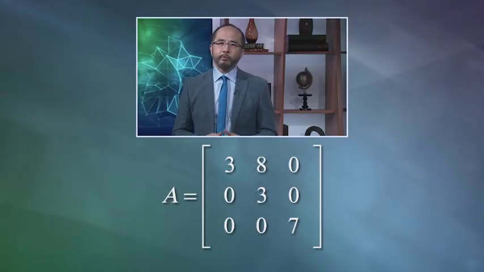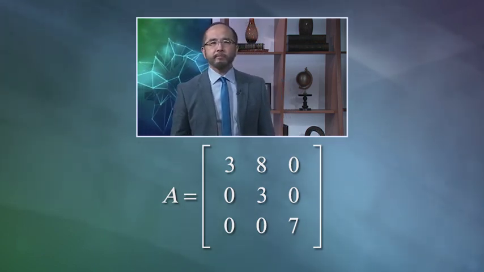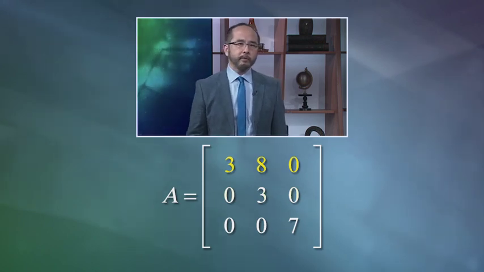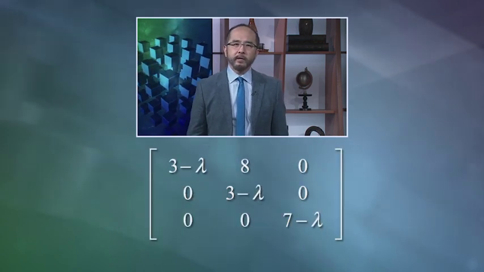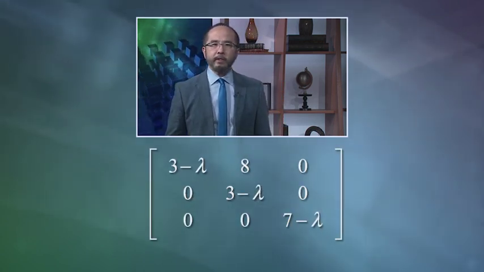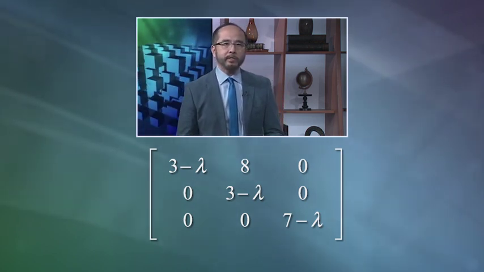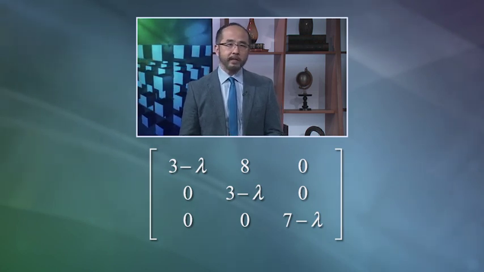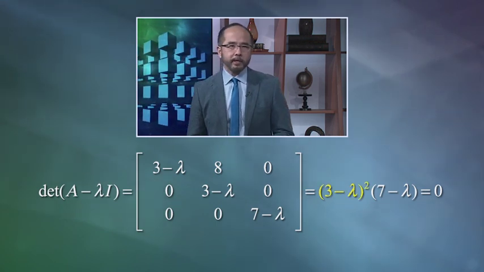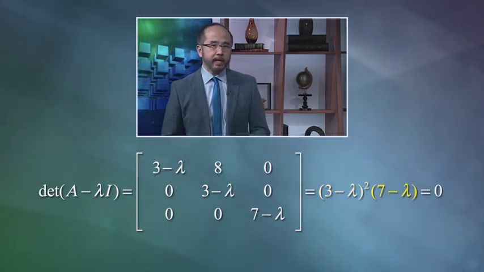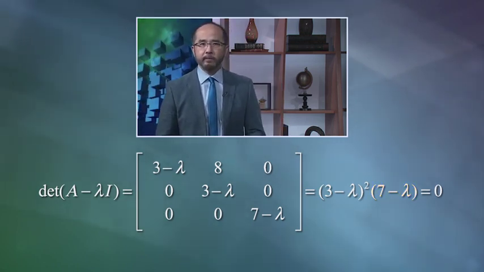Let's look at an example with repeated eigenvalues. Let A be the 3 by 3 matrix with these entries: 3, 8, 0 in the first row, 0, 3, 0 in the second row, and 0, 0, 7 in the third row. Subtracting lambdas off the diagonal, and then taking its determinant, we see that this matrix is upper triangular, and so the determinant is just the product of the diagonal entries. We obtain the characteristic polynomial (3 minus lambda) squared times (7 minus lambda). That's a cubic with roots 3, 3, and 7.